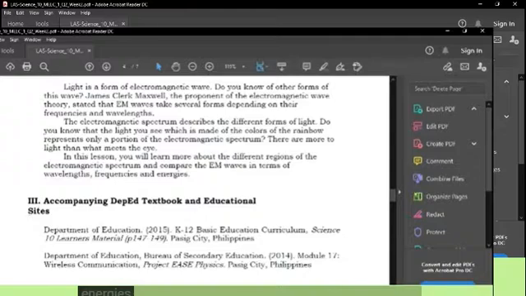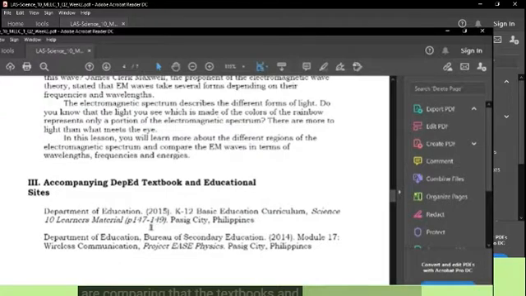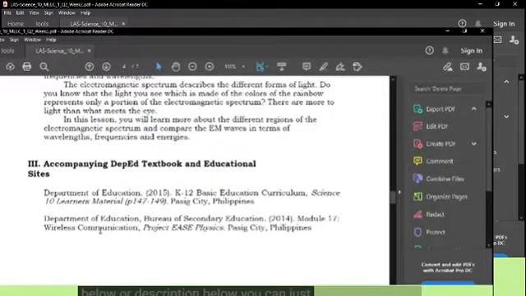So these are in part 3 here, the accompanying textbooks and educational sites. These are the references that you might use to check some other details, but I'm going to write other references in the description below. You can just check it out.